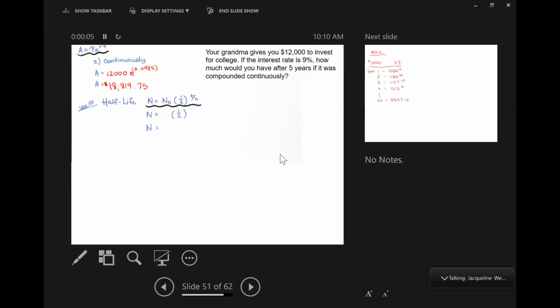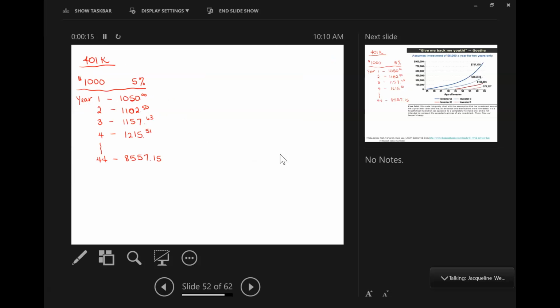So we ended up with $18,819.75. Okay, what is this compounding thing that we're talking about? Like, how many times that it gets compounded? What does that even mean? Okay, so here's what we're talking about with that.